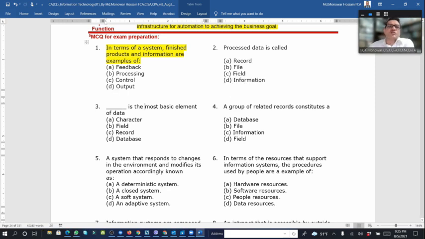Feedback, process, control, output. Yes, you are right. Output is the answer. Processed data is called, which data we process. That means when we go for finished goods or information, we require processing data. So what would be there? Processed data is called information. Yes, you are right.